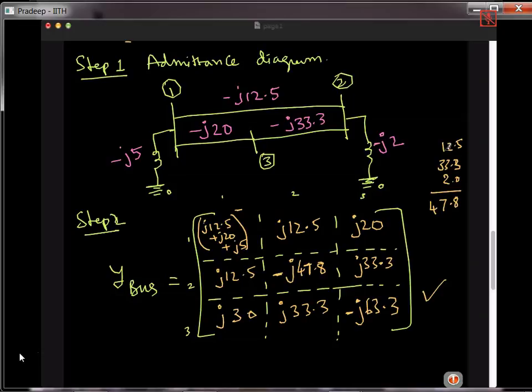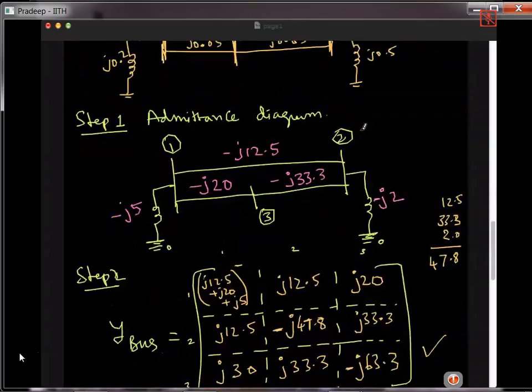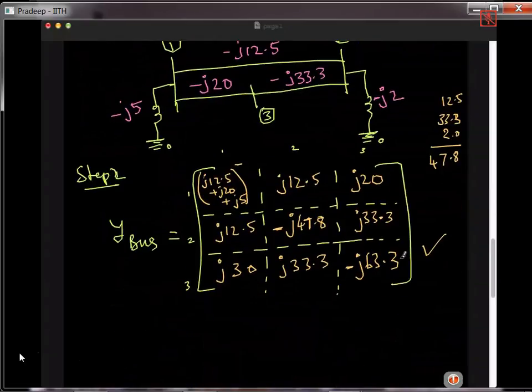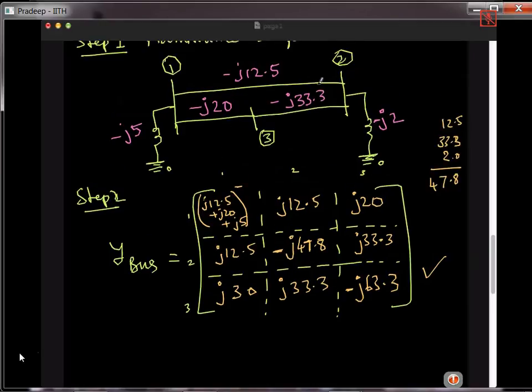So this is just a review of the last class. What we have done: first, given the impedances, you draw the admittance diagram, and once you draw the admittance diagram, then you create the empty Y bus with the correct number of rows and columns. Then first fill up the off-diagonal elements. If the connection is there, then you reverse the sign and write it. If there is no connection, you put 0.